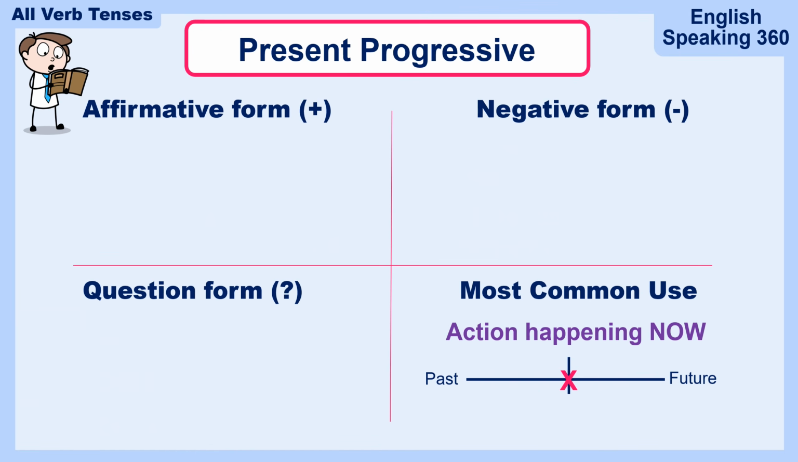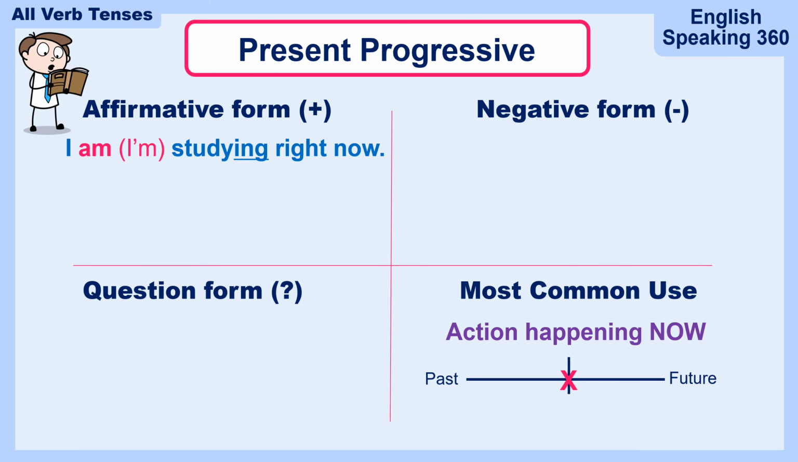Now let's move on to the present progressive. One more time, bottom right corner. The most common use is for actions happening now, at this very moment. Let's take a look at an example. I am studying right now. I am plus ing. The ing is the progressive form. It shows that the action is happening right now at this very moment.